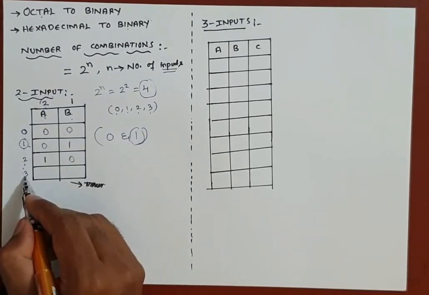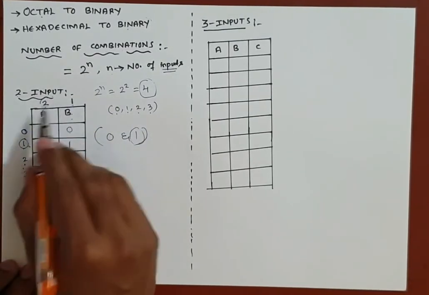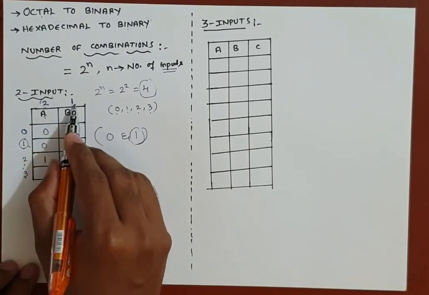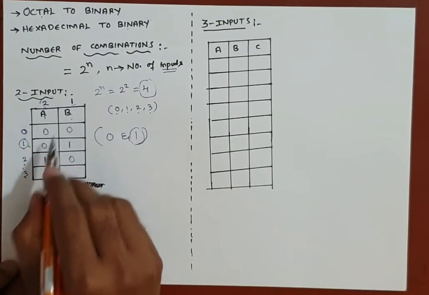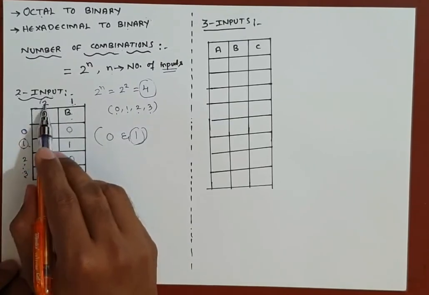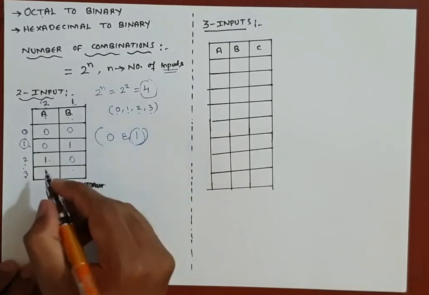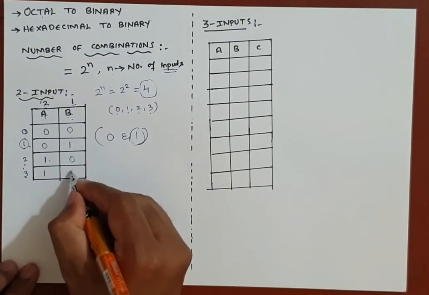Similarly, we require 3, but we don't have 3 here. But if I add 2 plus 1, it results in 3. It means I have to make use of both the columns, that is the A column and the B column. So 2 plus 1 is equal to 3, and I have to use both columns A and B. Because of that reason I have to place 1 in both.